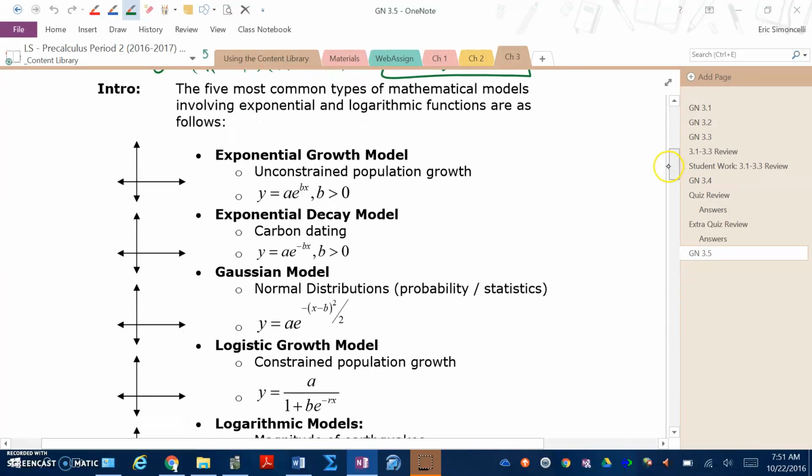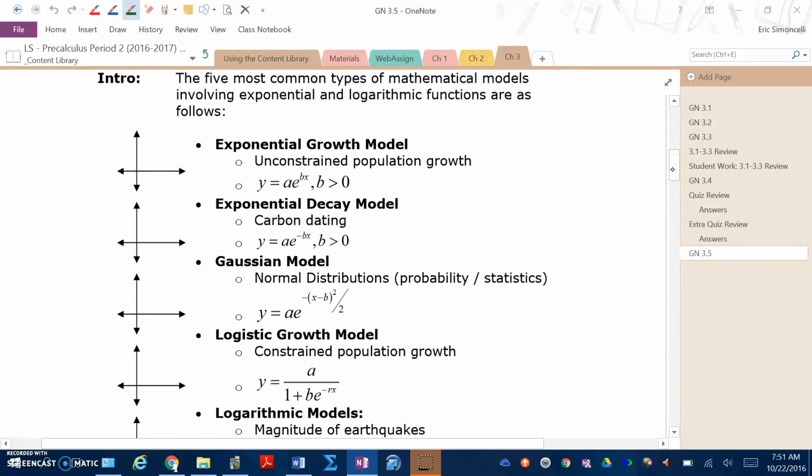Now this is officially our intro. It says the 5 most common types of mathematical models involving exponential and logarithmic functions are as follows. So exponential growth, we have taken a look at this in the past, particularly an unconstrained population growth situation, which we will take a look at. This is one of many exponential growth situations. The generic equation looks something like this: y equals a e to the bx power, where b is greater than 0. And, as it turns out, the generic graph for this will take shape, as you know, as such. Okay, kind of swooping up into the right, from left to right.